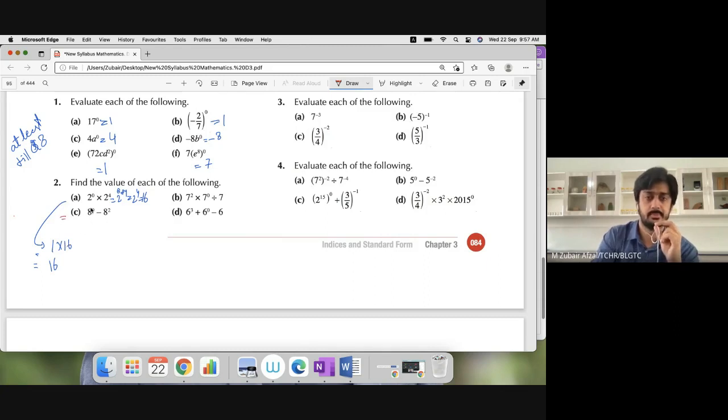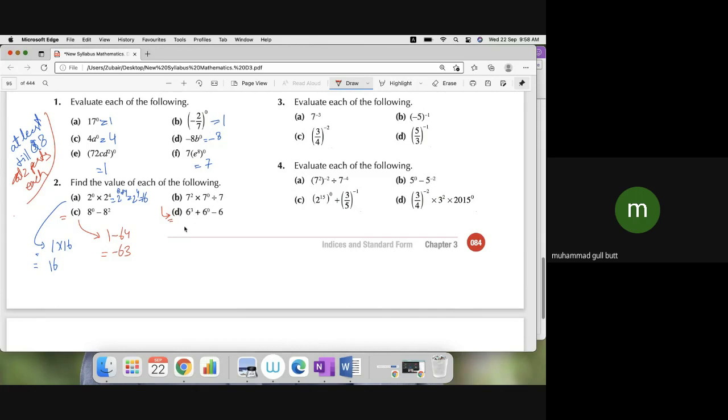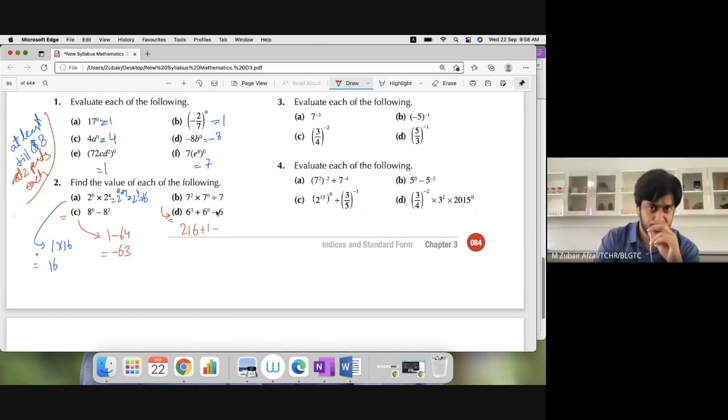And then 2c, what will we do? -63. Exactly. 8 raised to power 0 is 1. 8 square is 64 and -63. That's great. D part. 2D. So 216 plus 1 minus 6. That's right. So 216 minus 6 is 210 and final answer is 211.